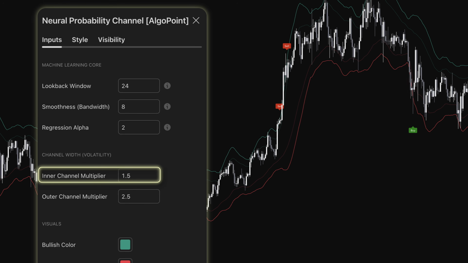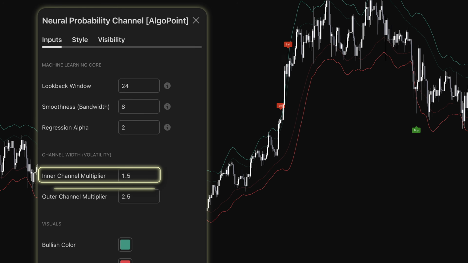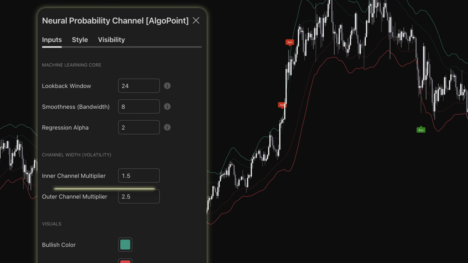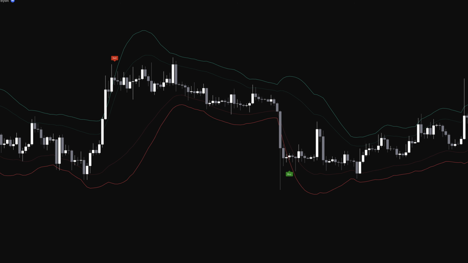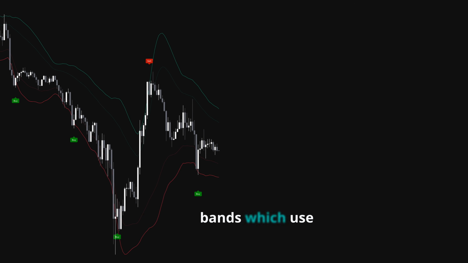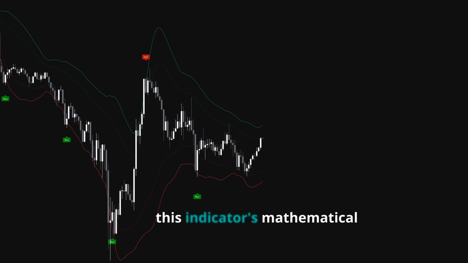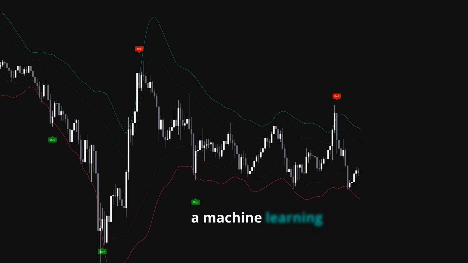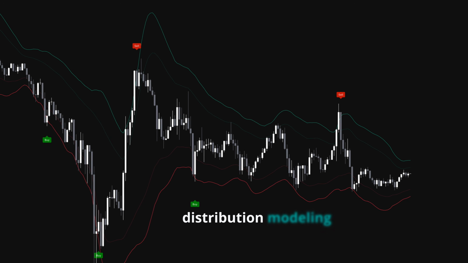Volatility measurement combines mean absolute deviation with ATR, producing hybrid channel bands at inner 1.5 times multiplier and outer 2.5 times multiplier distances from the baseline. The mean reversion logic triggers long signals when price crosses above the lower outer band, and short signals when crossing below the upper outer band, essentially buying oversold conditions and selling overbought ones. Unlike traditional Bollinger Bands, which use standard deviation, this indicator's mathematical foundation lies in kernel density estimation, a machine learning technique for probability distribution modeling.